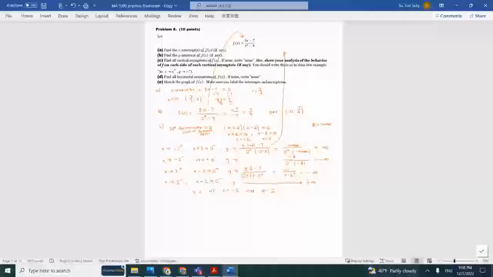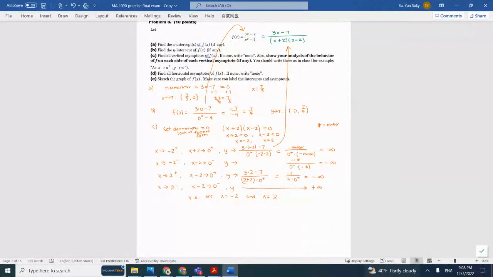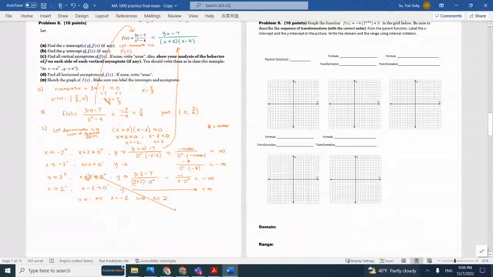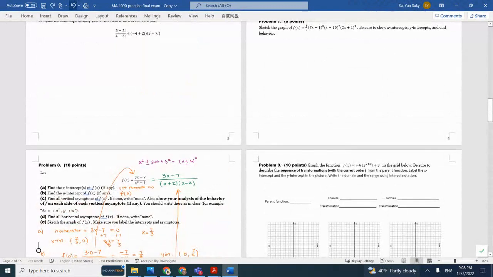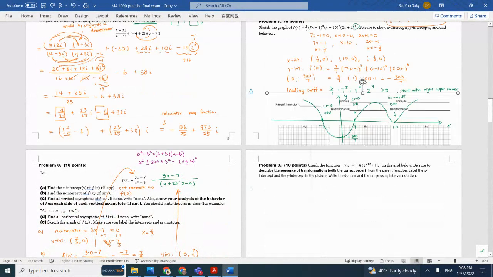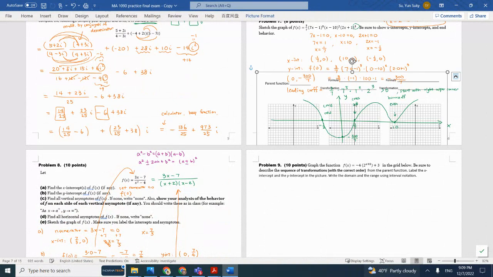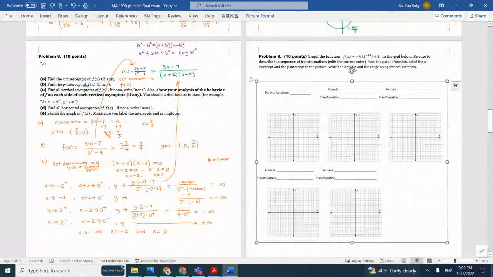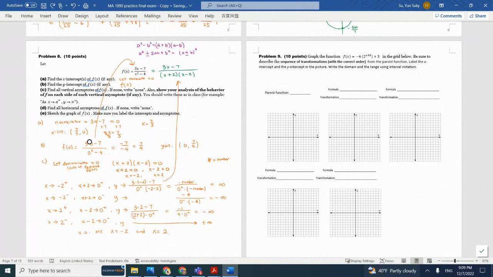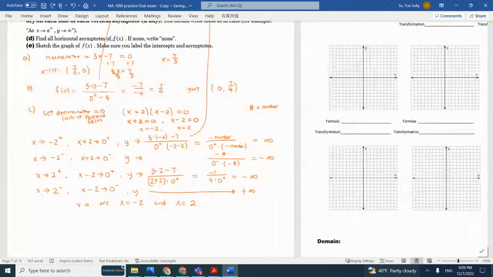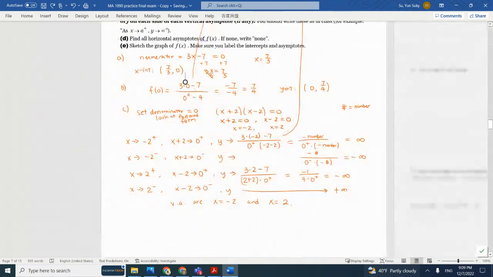Okay, and keep going. Horizontal asymptotes. All right, so yes, my Word is slow. Give it some time. Okay, so part D.